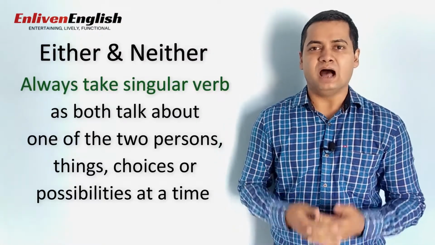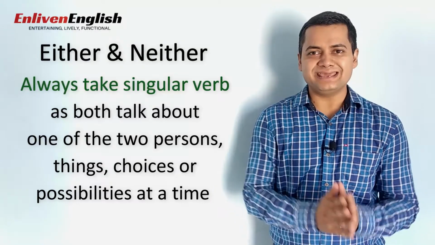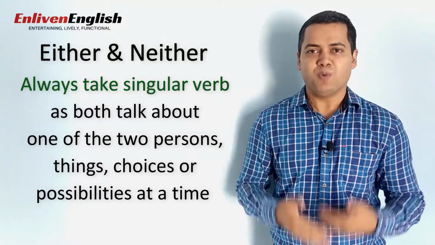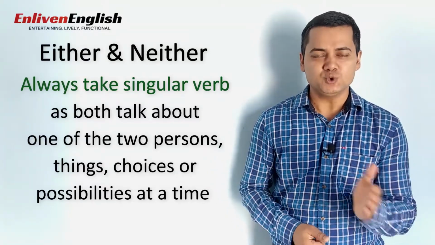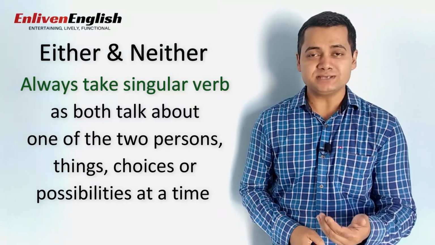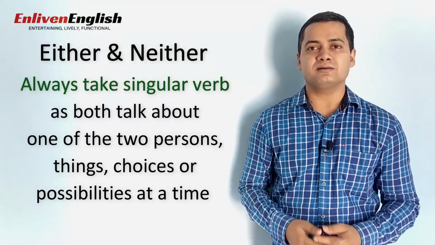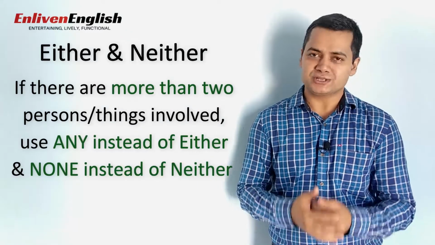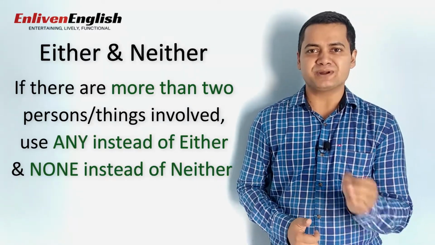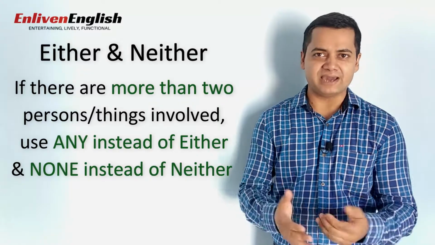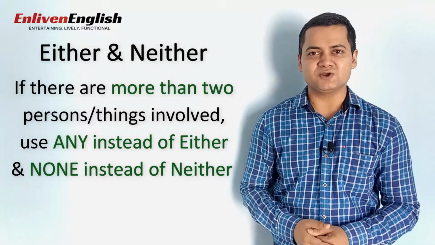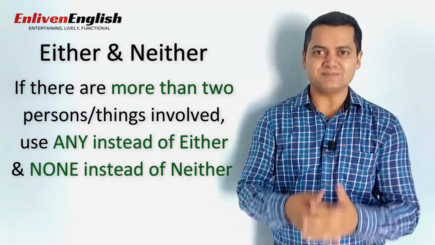Always remember, either and neither take a singular verb, as both talk about one of the two persons, things, choices, or possibilities at a time. In case there are more than two persons or things involved, use pronoun any instead of either and none instead of neither. Let's see some examples.